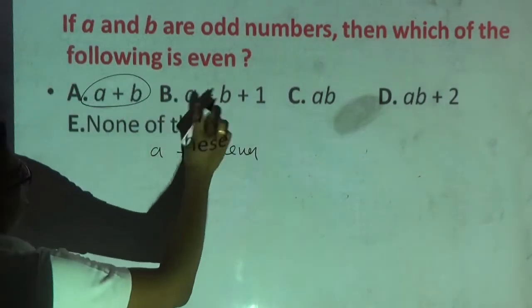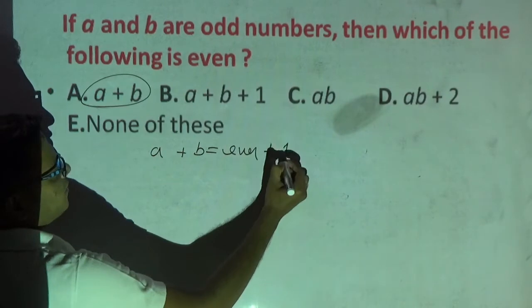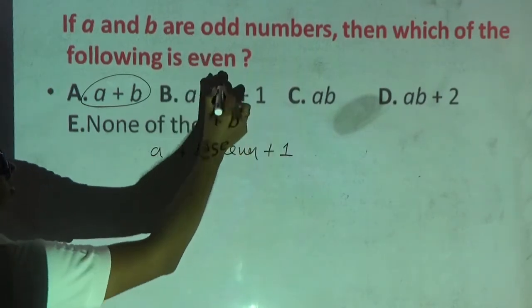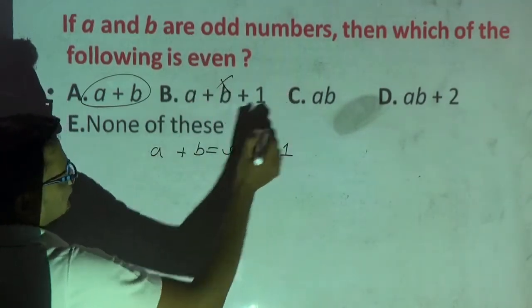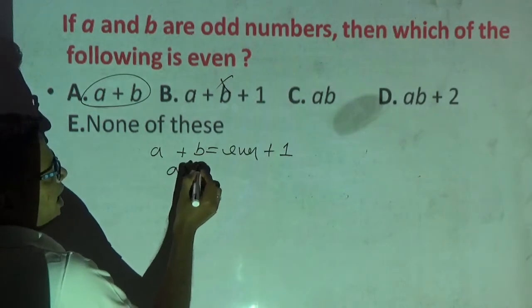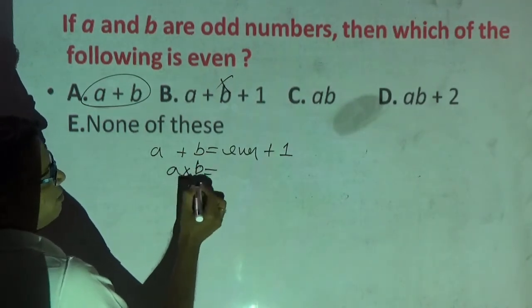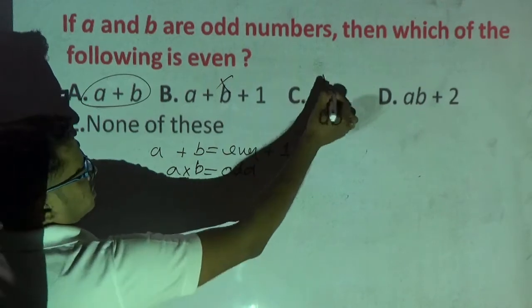Here A plus B is even. Plus 1, if I do, it will become odd, but I want even. Therefore, this is not your answer. Then, odd number into odd number. Multiplication is always an odd number. This is not your answer.